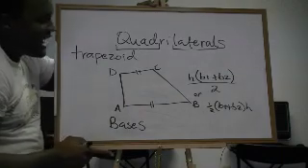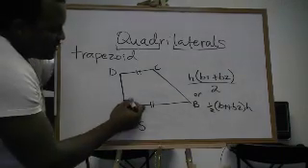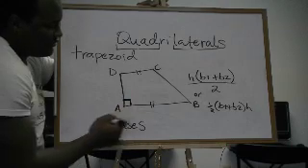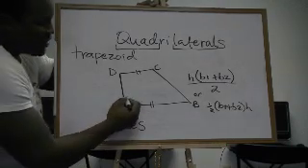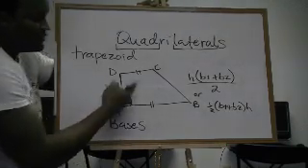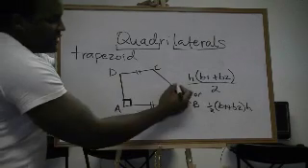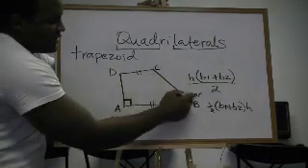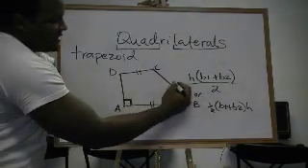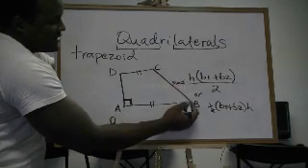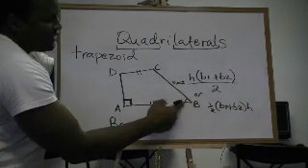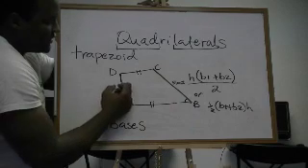Just remember that the height is always perpendicular, which means a 90-degree angle, to the bases. I wouldn't call this the height. This right here is not the height. This is the slant height, because you can see it's slanted. That's not a 90-degree angle right there. So this is the height right here.